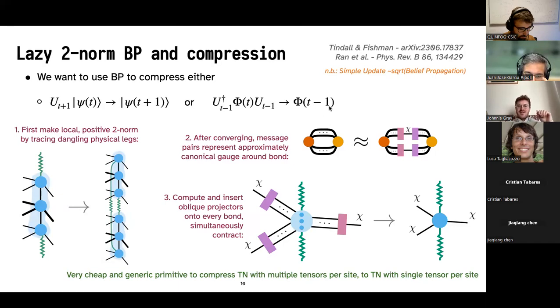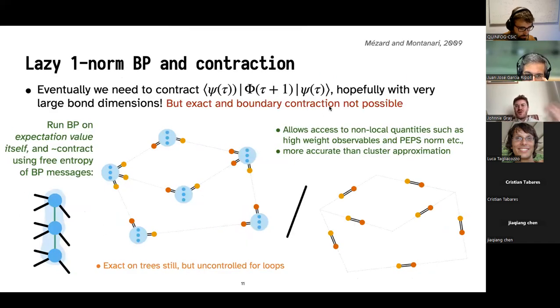Okay, so next is the contraction part. So imagine that we've evolved our PEPS using this compression method all the way to some time tau, and our PEPO using the same method to some time tau plus 1. We then have some sandwich, some 3-layer sandwich.